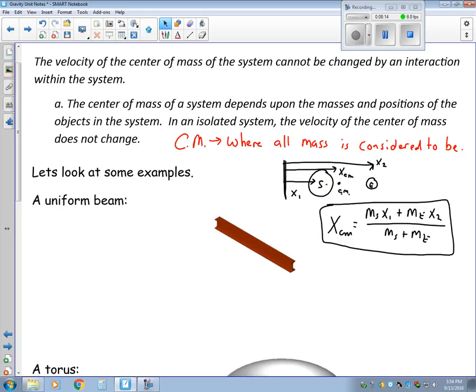So let's say I have two stars orbiting around each other. They would both move around the center of mass.